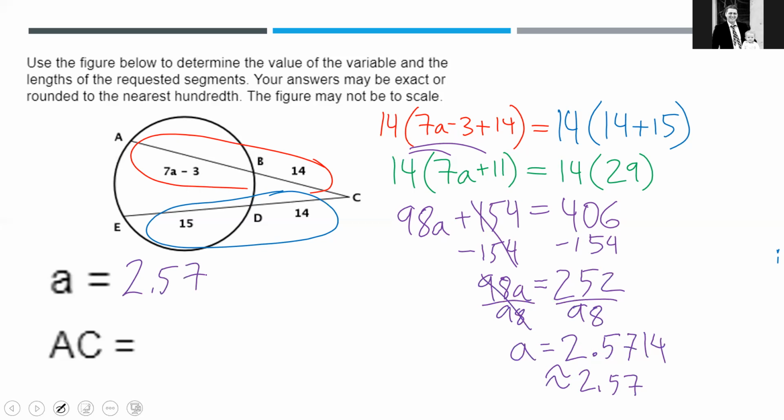And then it wants me to find the length from A to C, which means I need to plug in that a value. Be careful you're plugging in the a value that's exact. I've got it stored in my calculator, so you're not going to see that step. It's just going to be times 7 minus 3. And that ends up actually being exactly 15. Now, we wouldn't have got that exact number if we had rounded at some point. Like, let's say if I had tried to plug in 7 times 2.57 minus 3 into my calculator, then I would end up with 14.99, which is very close to 15, but it's not exact. So make sure you're plugging in exact values. Okay, so now I know this whole thing is 15 plus 14, which is 29. I guess this was some kind of isosceles thing. All right, very good.